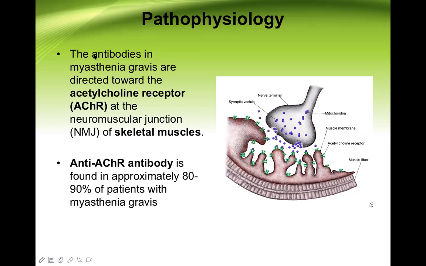So let's come to the slide now. The antibodies in myasthenia gravis are directed against the acetylcholine receptor at the neuromuscular junction of skeletal muscle, and this is present in almost 80 to 90% of patients with myasthenia gravis. So this is an important investigation done in myasthenia patients.